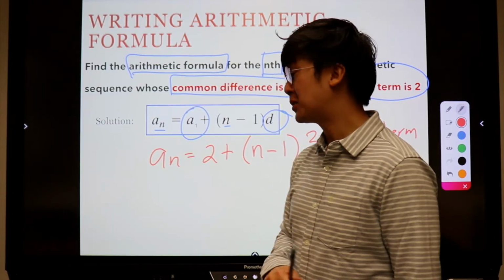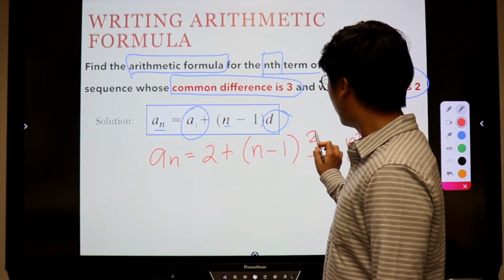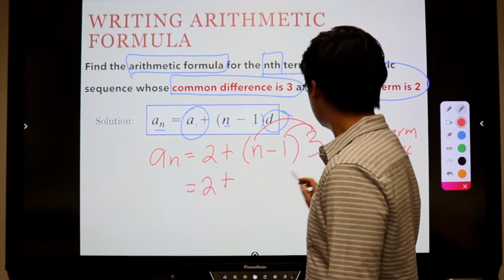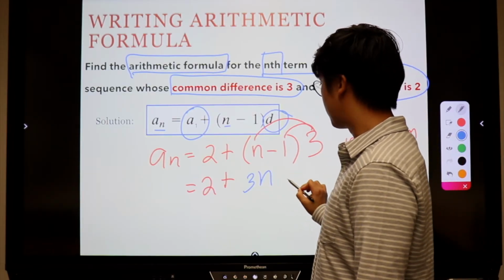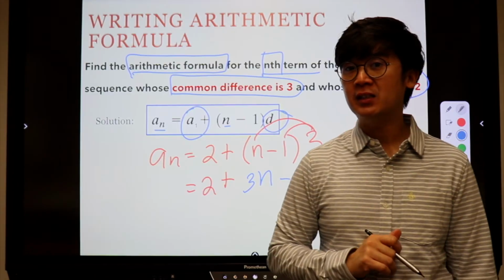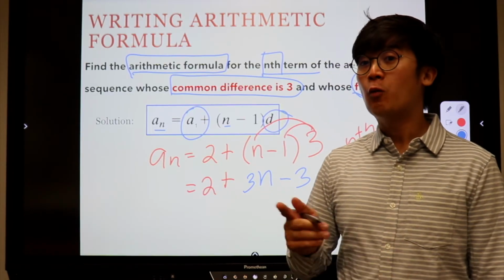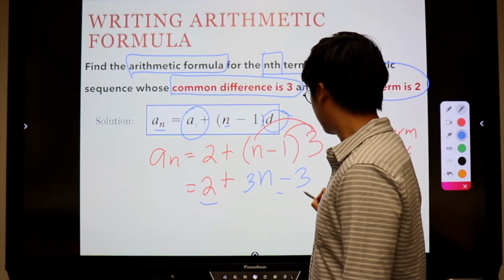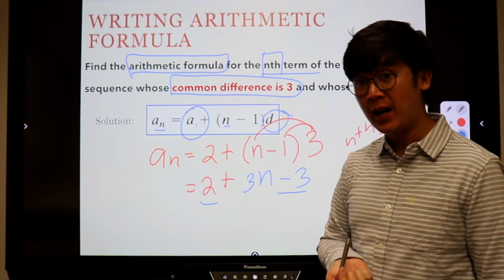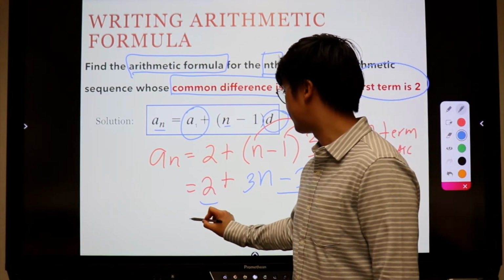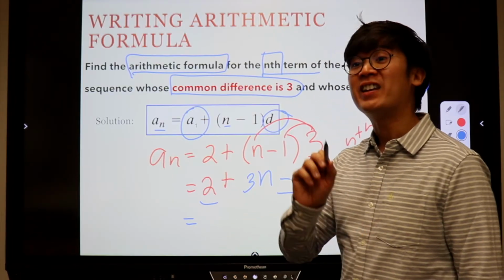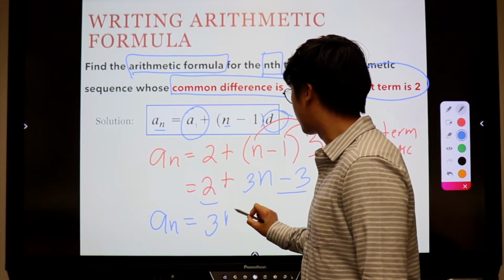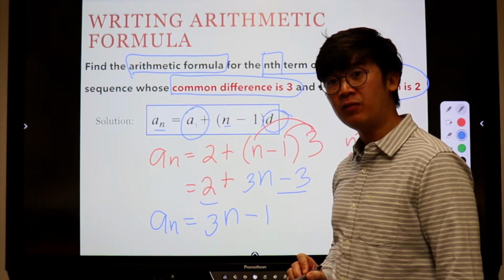So how are we going to simplify this? You FOIL or distribute 3 to n minus 1, right? So we will have 2 plus 3n minus 3. Yes, 3n minus 3. Are we finished simplifying it? What other algebra move can we use to simplify this? We can add 2 to negative 3, right? And what is 2 minus 3? Negative 1. So a sub n is equal to 3n minus 1. Can we still simplify this?